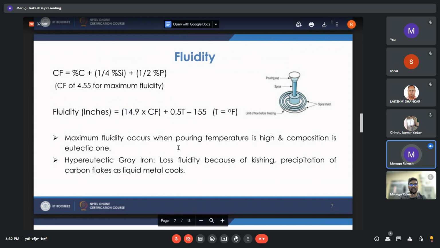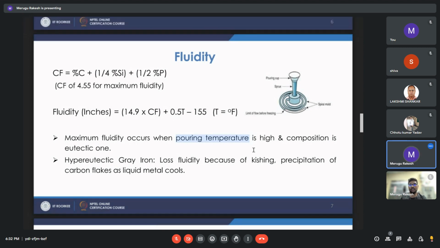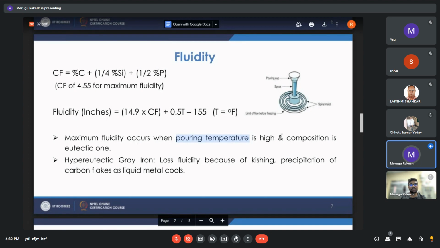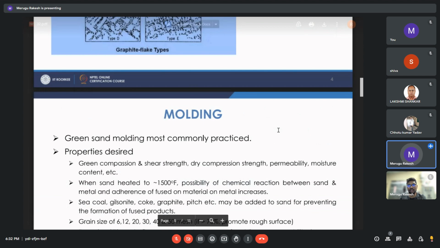So this fluidity can be increased by increasing the pouring temperature. And one more thing is that the freezing range should be small for good fluidity, because if the freezing range is larger, there is always a chance of formation of solid combined with liquid, and it will restrict the passage. So that is one thing we need to take care of.